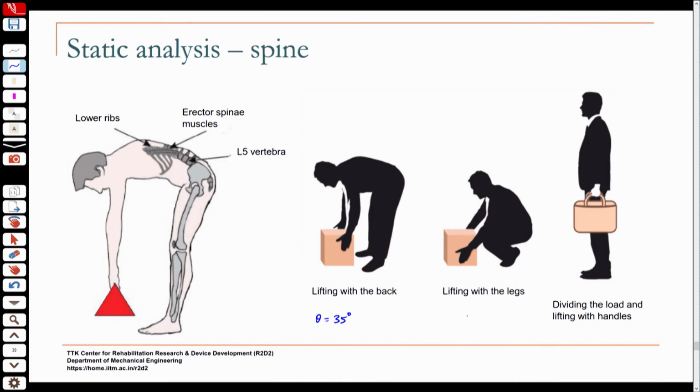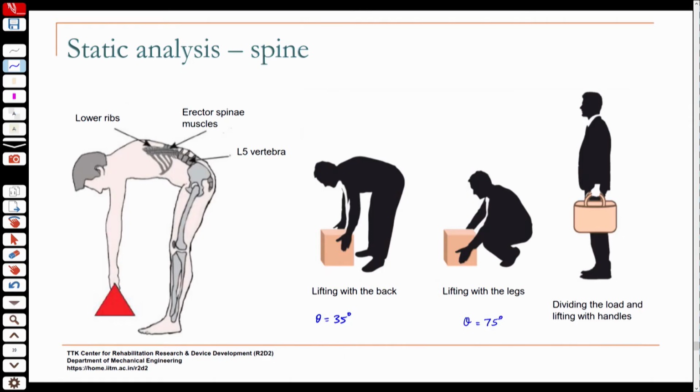Then, if you bend down, keep the load closer to your body and lift with your legs, then your spine stays more erect. I can either bend down and pick up a load like that, or I can bend my legs, go down, and pick up the load so that my back is straighter than what it was earlier. And that would be the second case, where theta equal to 75.